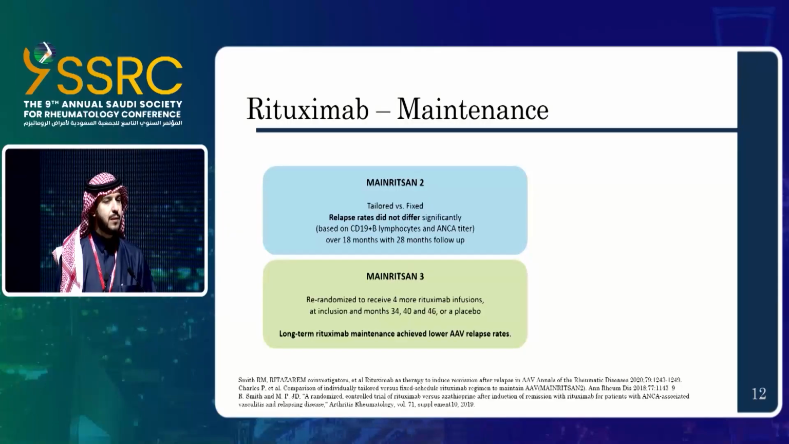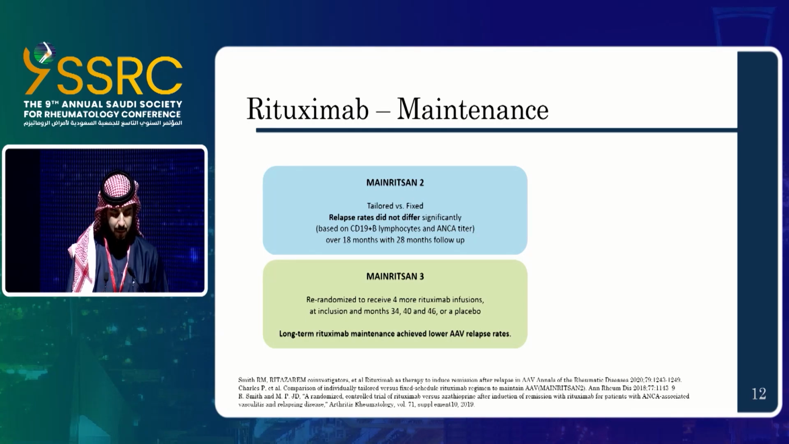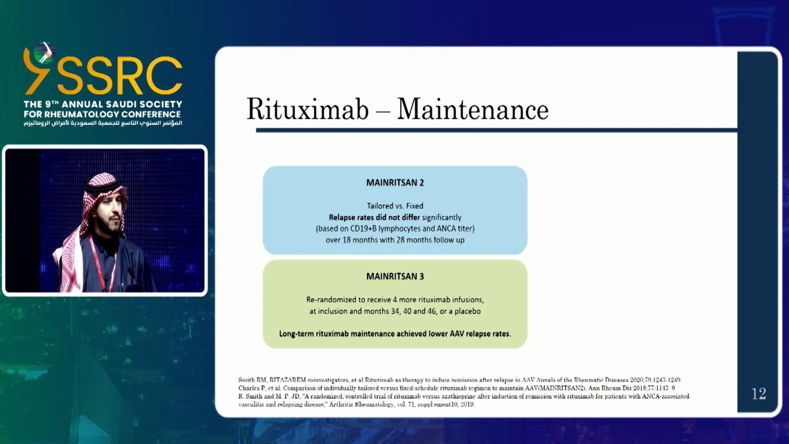MAINRITSAN 2 compared tailored to fixed rituximab in terms of maintenance, and there was absolutely no difference. MAINRITSAN 3 randomized the patients in MAINRITSAN 2 after 28 months to either continue rituximab for another 4 doses 6 months apart, which comes to 2 years, or stop. Of course, if you continue rituximab, you'll definitely achieve a lower relapse rate.